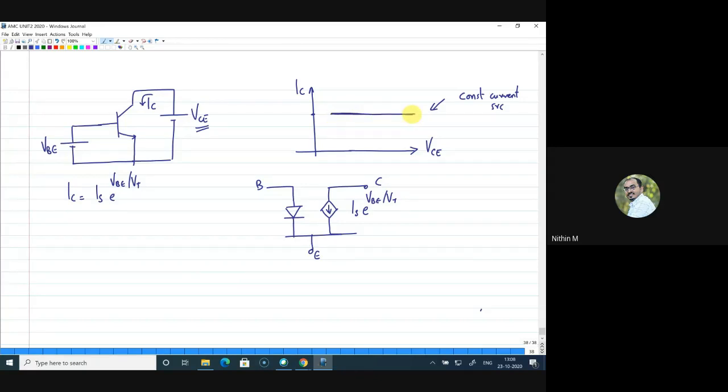So my question is, what will happen if your VCE is becoming very close to 0, or what will happen if your VC keeps on reducing? Will the current remain constant, or does any difference happen? Will there be any difference to this collector current? Is my question clear? What will happen for low values of VCE?